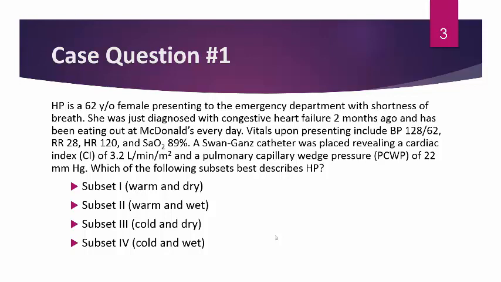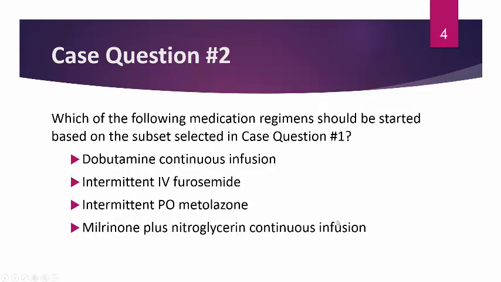Which of the following subsets best describes HP? Subset 1, warm and dry, subset 2, warm and wet, subset 3, cold and dry, or subset 4, cold and wet. Question 2. Which of the following medication regimens should be started based on the subset selected in question 1? Dobutamine continuous infusion, intermittent IV furosemide, intermittent metolazone, or milrinone plus nitroglycerin continuous infusion.